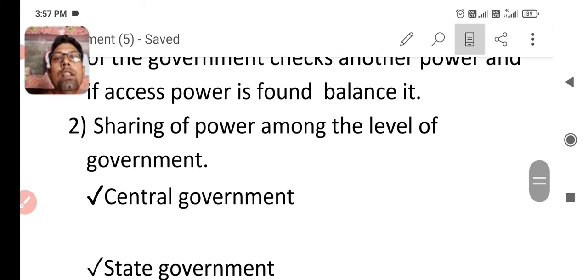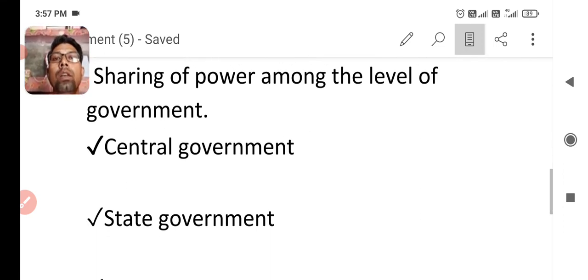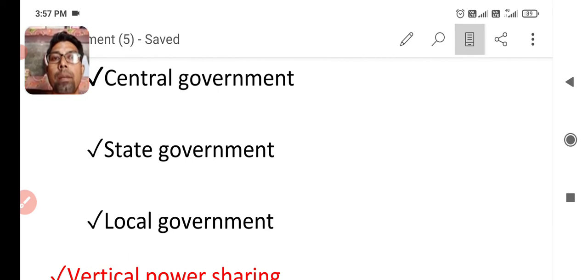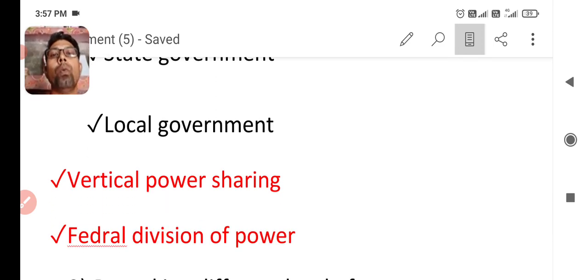And the next form of power sharing is sharing of power among the levels of the government. I think you know very well there are 3 major levels of government in India: the central government, the state government, and the local government. What type of line does this make? A vertical line. Above is the central government, below it the state government, and below that the local government. These look like a vertical line, so this type of power sharing is known as vertical power sharing.